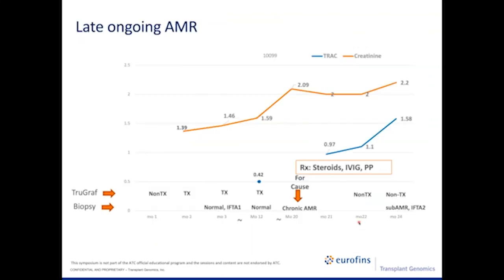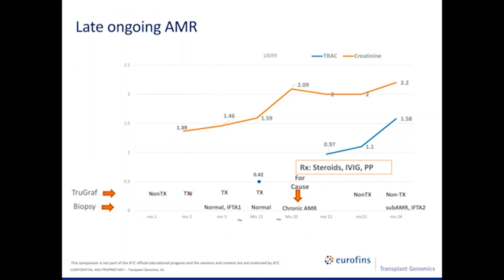And the next example, another patient, again, same setup here. Patient's transplanted, has early blood samples done, again, retrospectively. Pretty good kidney function, creatinine 1.3 at month 2. They have a first TruGraf assay, which is non-TX. Turns out we don't have a biopsy at that time, but it's likely a false positive.